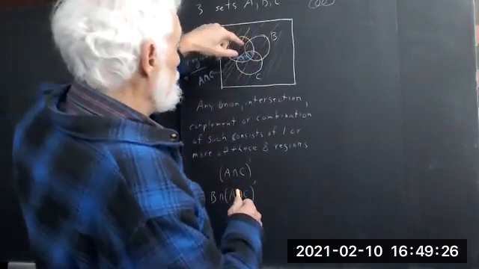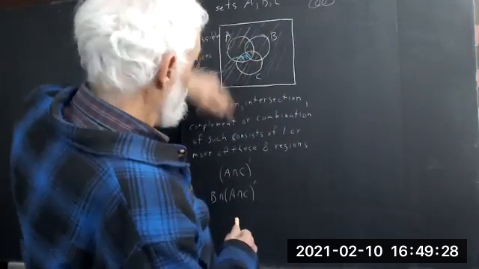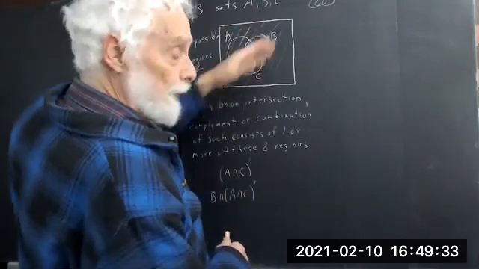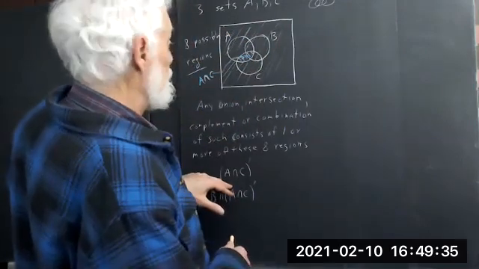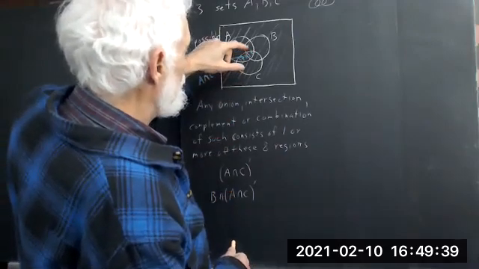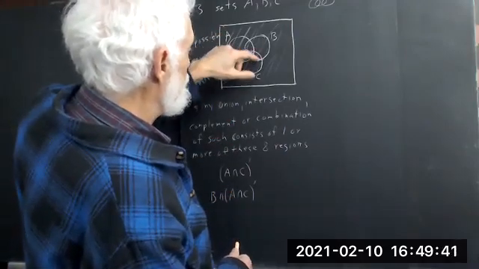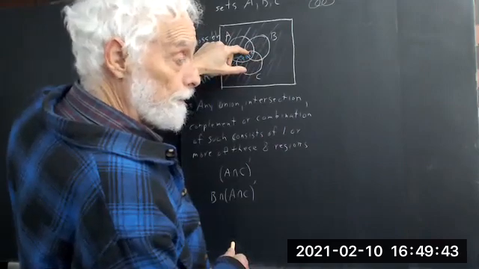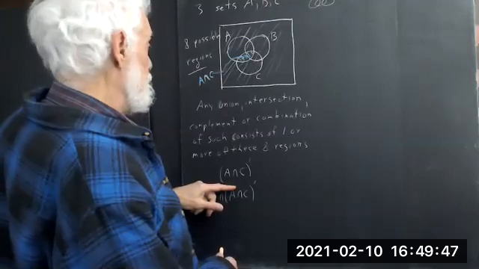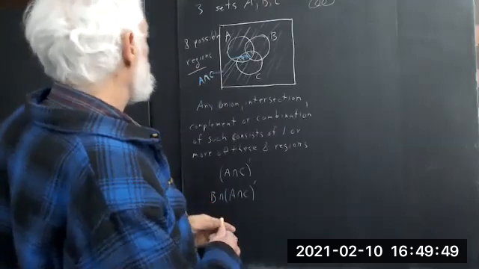Well, here's B. The part of B that's in A intersection C prime is the part of B that's shaded for A intersection C prime, which is going to be everything in B. We've got 1, 2, 3, 4 regions of B, and 3 of those regions are shaded for A intersection C prime.